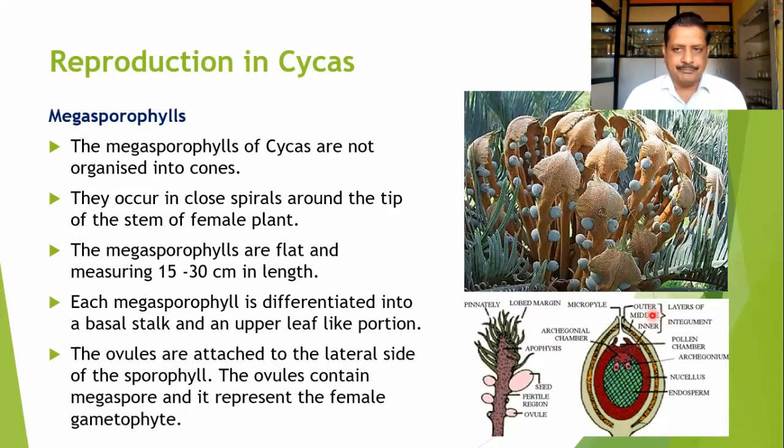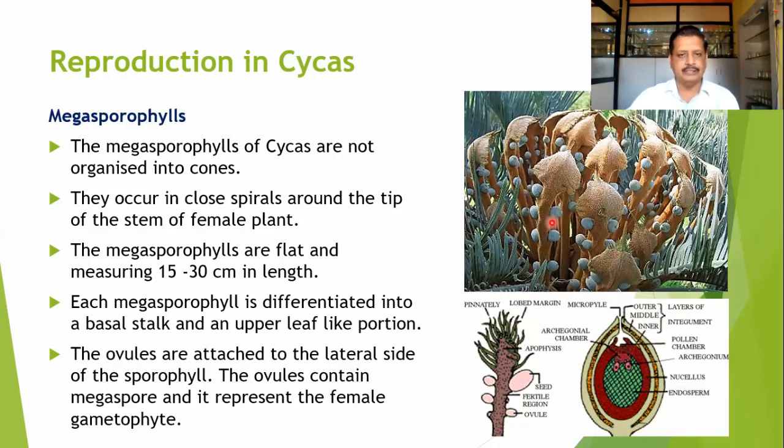Now these are the female plants where we can find the development of megasporophylls. But megasporophylls are not organized in male cone-like structures. They occur in a close spiral around the tip of the stem of the female plant. Now this is the female plant, and here we don't find any cone-like structure, but on the axis spirally arranged megasporophylls can be observed.